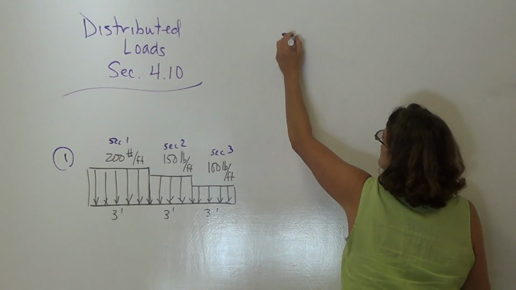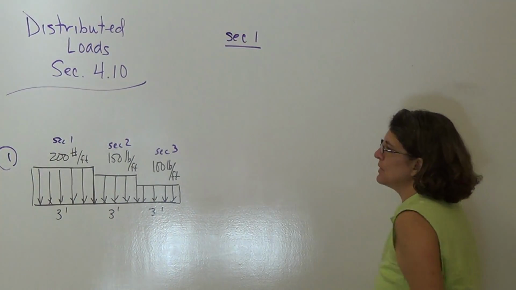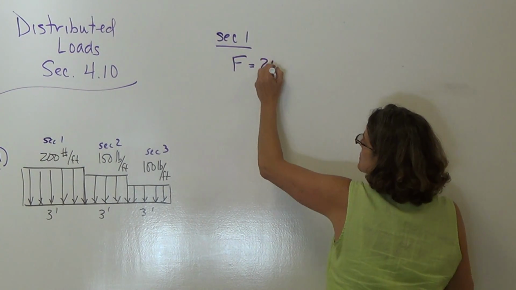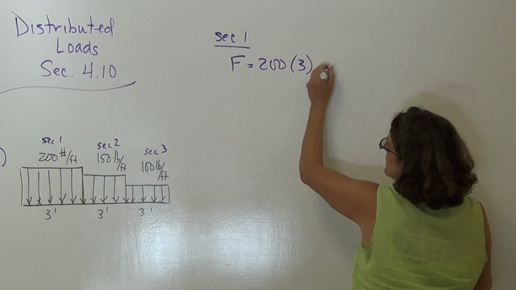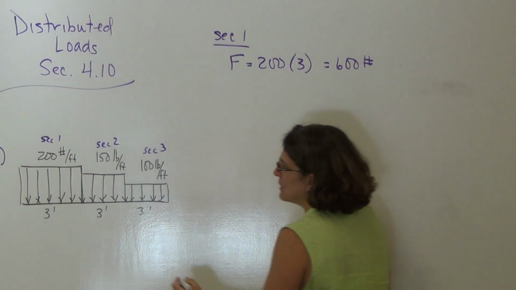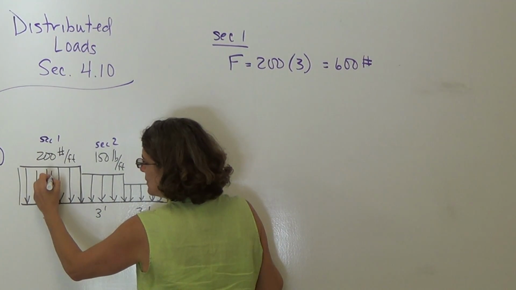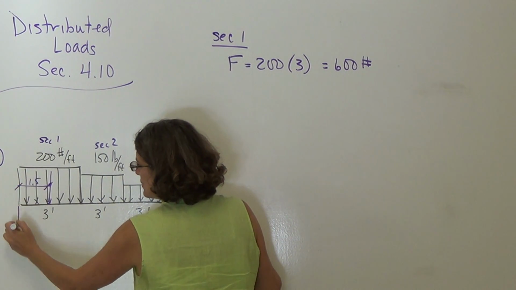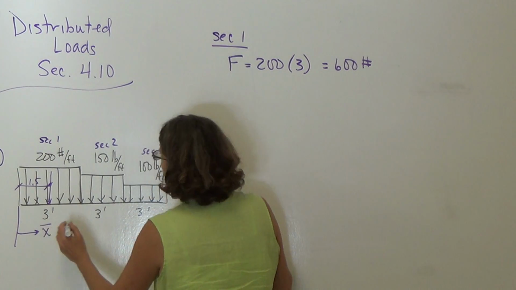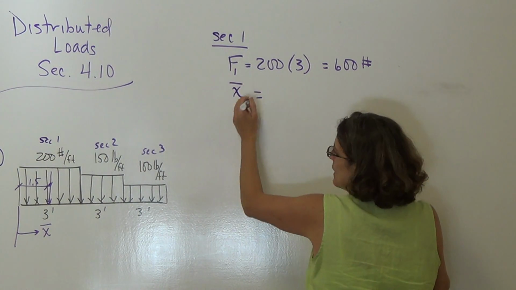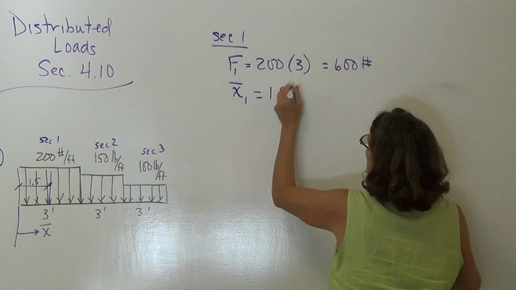So let's look at section 1. Do we need to do integration? No. We know the force is going to be equal to 200 times 3, 600 pounds. And where is it going to be located? Well, it's going to be located right here, right? Which is 1.5 over. So let's call this x bar. So this is force 1, and x bar 1 is going to be 1.5 feet over.